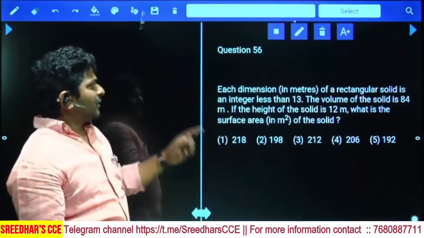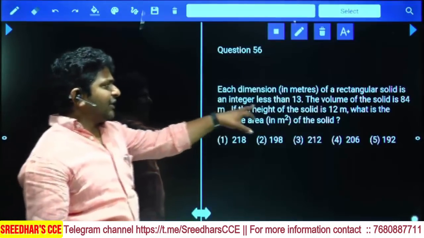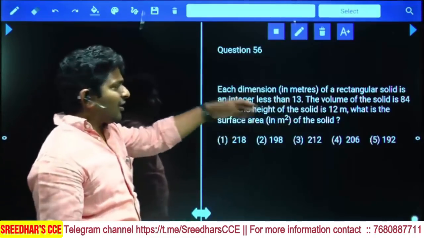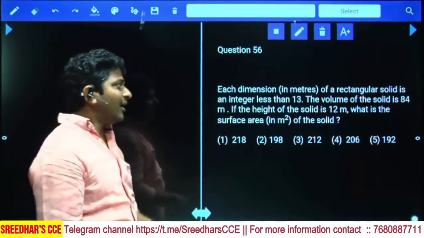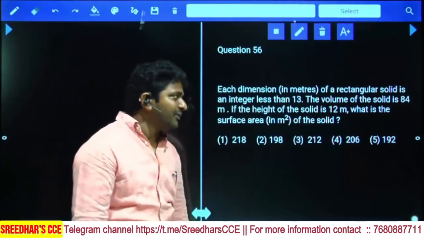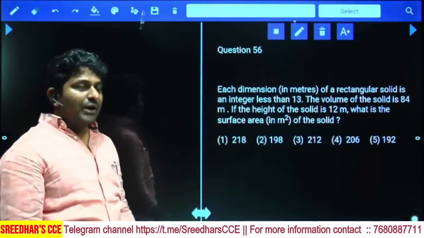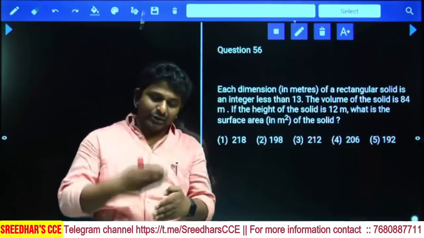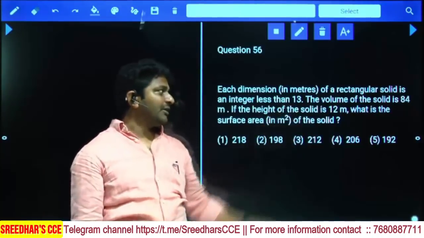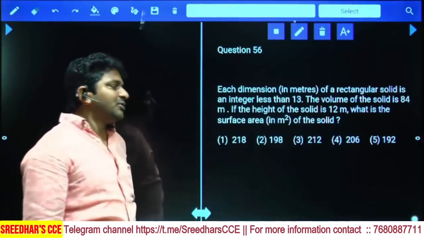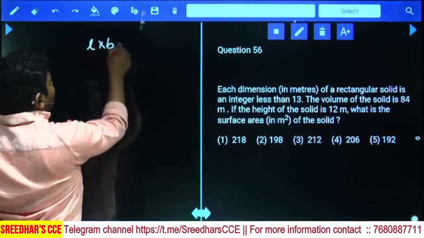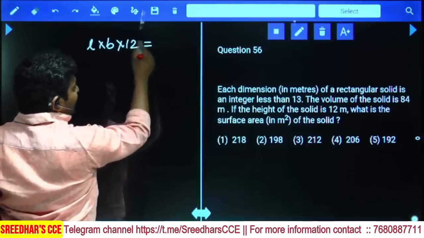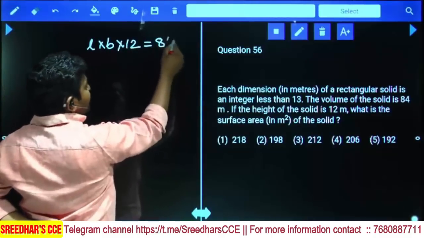Now, the values are integers less than 13. All dimensions, that means length, breadth, and height, are all less than 13. The volume of the solid is 84. Volume of the solid means length into breadth into height is equal to 84. And the height of the solid is equal to 12. So length into breadth into height, with height already given as 12, and the volume is equal to 84.